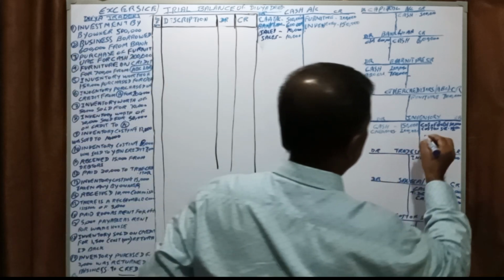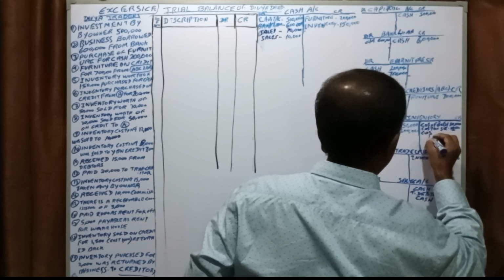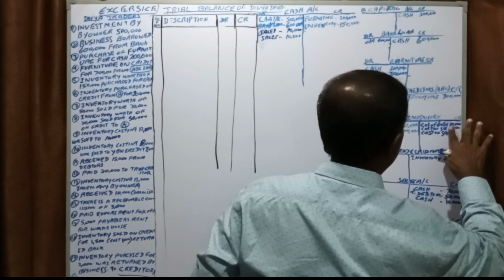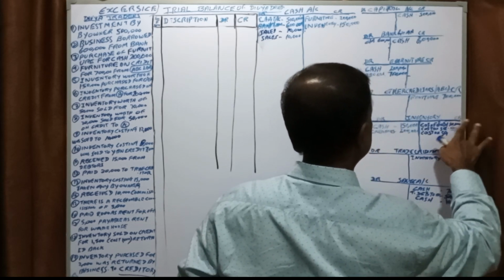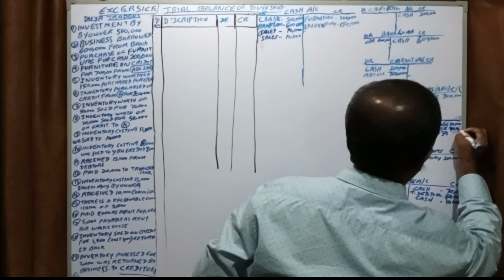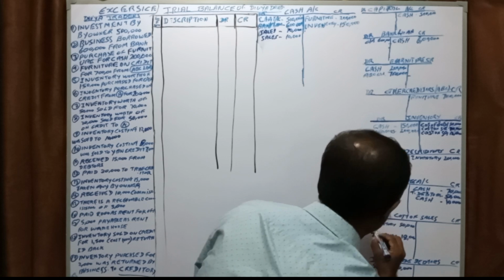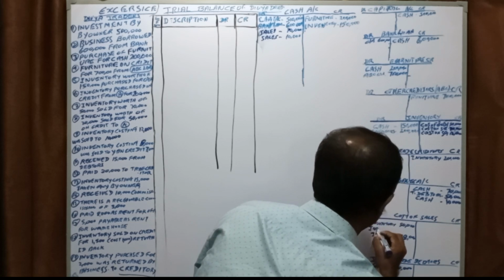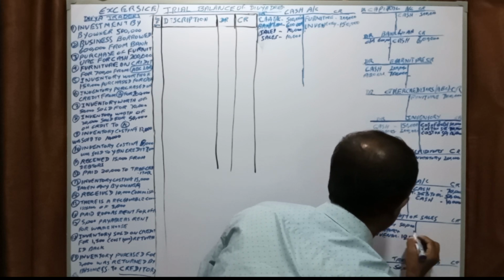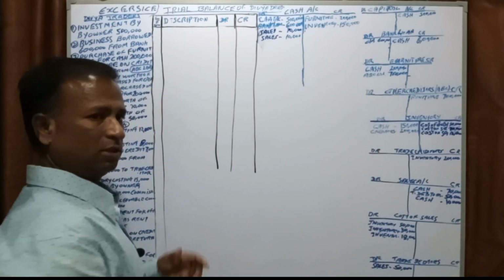Then we have to say cost of sales 30,000, cost of sales, and inventory 30,000. Understood?